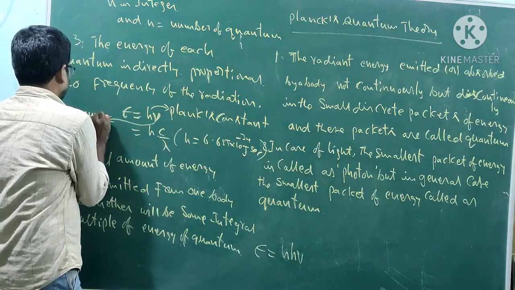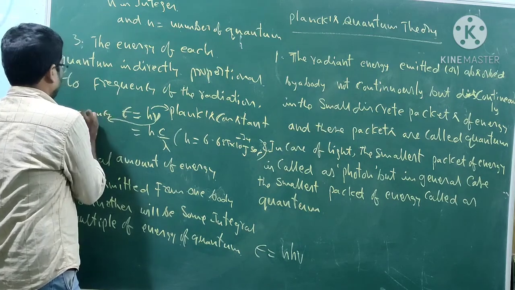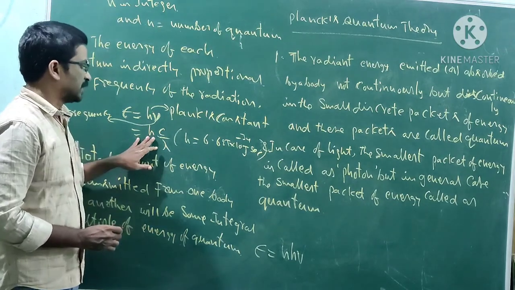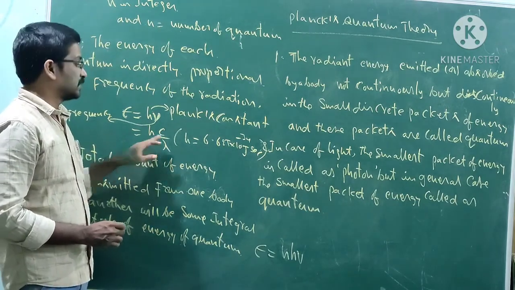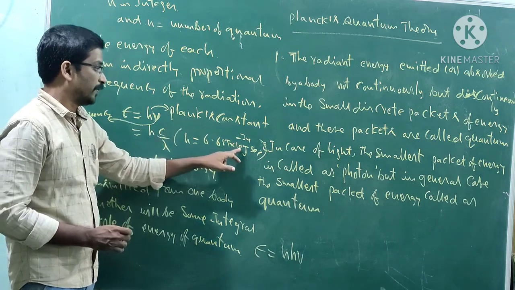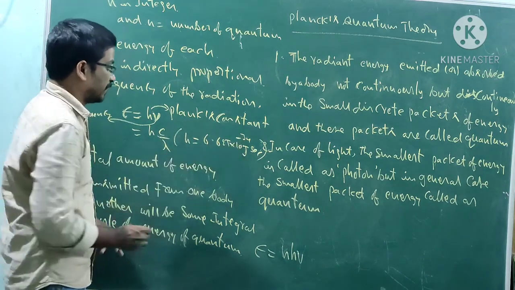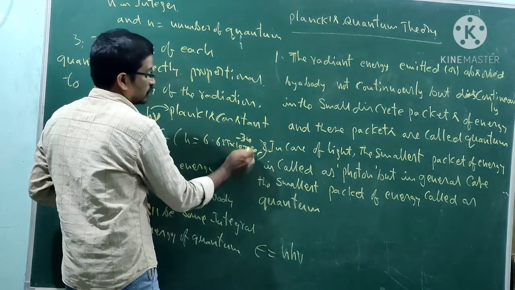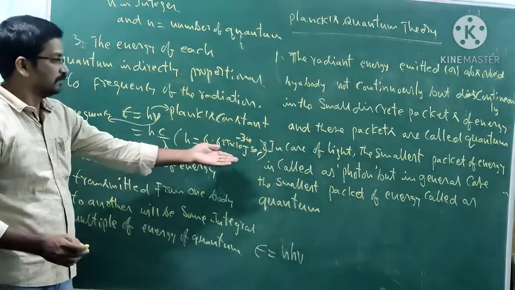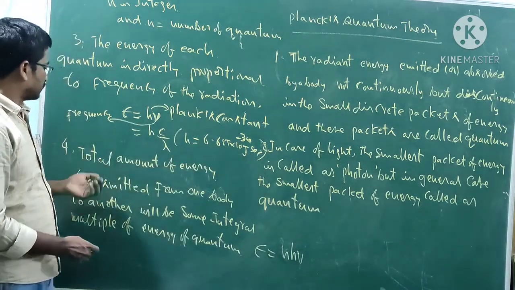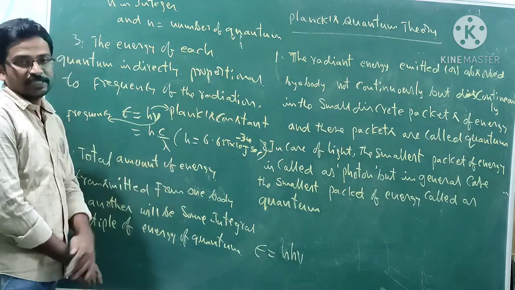Next, h is a constant, known as the Planck constant. h is equal to 6.625 into 10 to the power of minus 34 joule second.